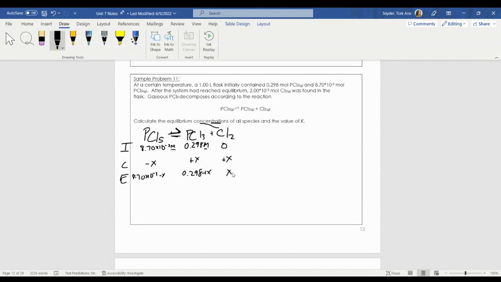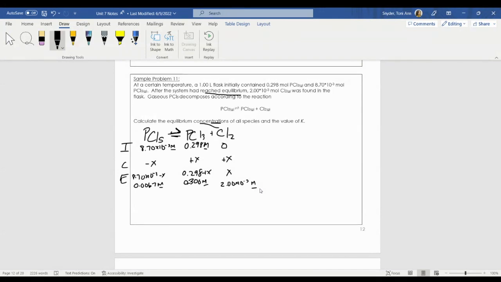It does tell me how much chlorine was found in the flask after it had reached equilibrium. So I do know what X is equal to. X is equal to 2.00 times 10 to the negative third. And if I know that X is equal to that value, I can then calculate the equilibrium concentration for these two as well. This guy is going to be 0.3. Should be a decimal point in there. And this guy is going to be 0.0067. This is molar concentration.